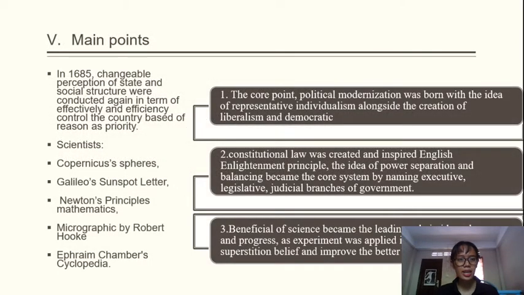The main point here: the changeable perception of the state and social construction was conducted in terms of effectiveness and efficiency, controlling the country based on reason and priority. So first, the core point is political modernism.